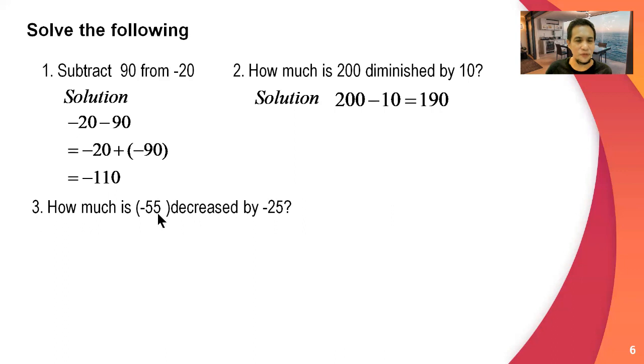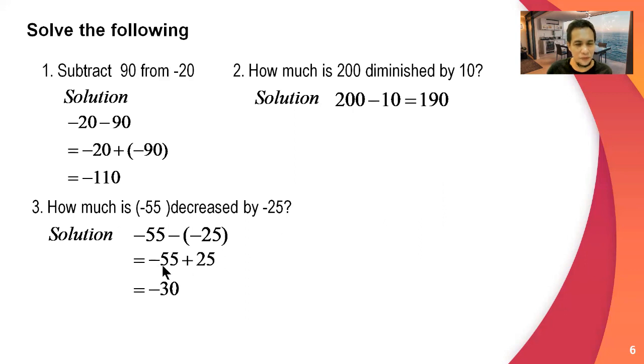How much is negative 55 decreased by negative 25? Obviously, negative 55 is our minuend, and our subtrahend is negative 25. So this is the subtraction expression: negative 55 minus negative 25. So we'll convert this to an addition expression. So we will have negative 55 plus 25. The answer would be negative 30.